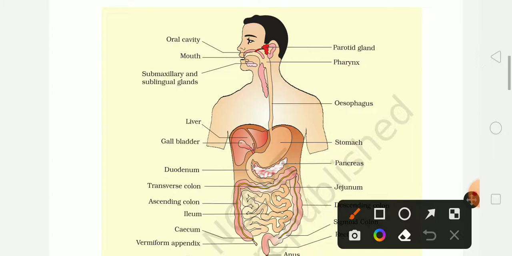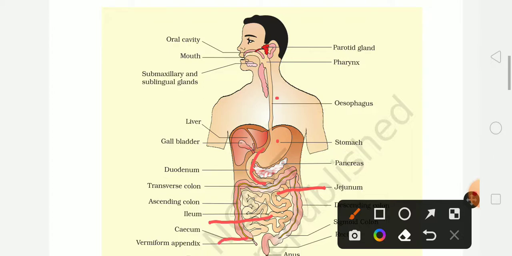Then the esophagus leads to the stomach. From this stomach, you can see this C-shaped structure called a duodenum. The C-shaped duodenum leads to the middle portion called jejunum. Here you can see the jejunum, and then the highly coiled structure called ileum that leads to the large intestine. The large intestine is divided into cecum, colon and rectum.